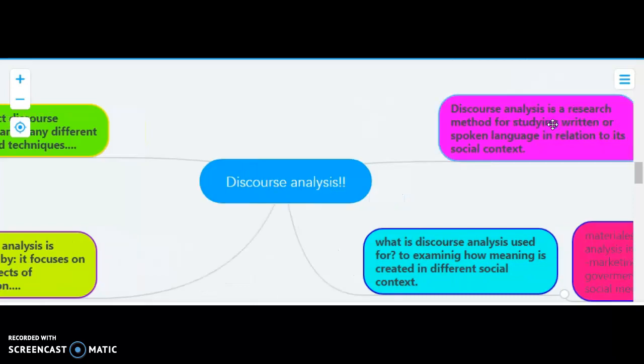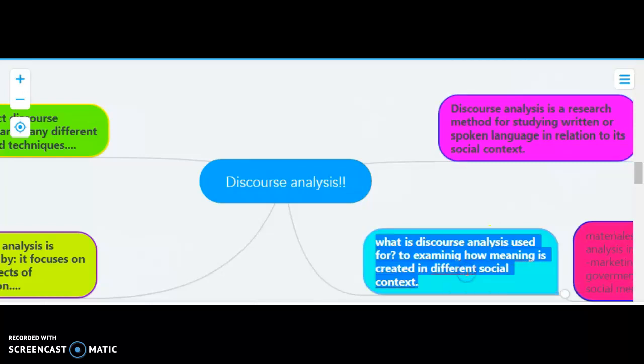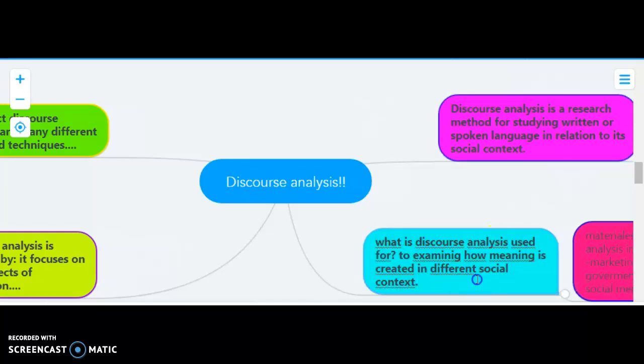Well, discourse analysis is a research method for studying written or spoken language in relation to its social context, and it aims to understand how language is used in real-life situations. And what is discourse analysis used for? To examine how meaning is created in different social contexts.